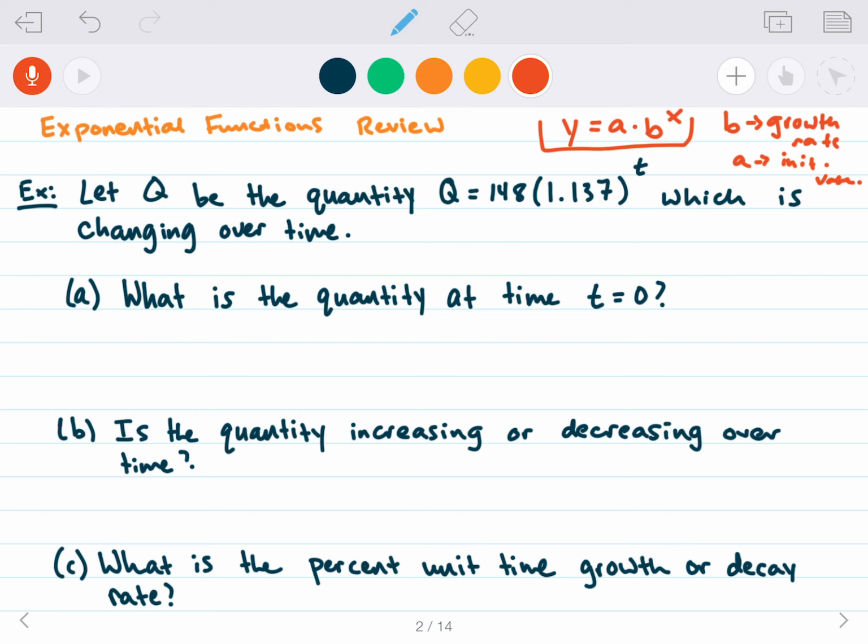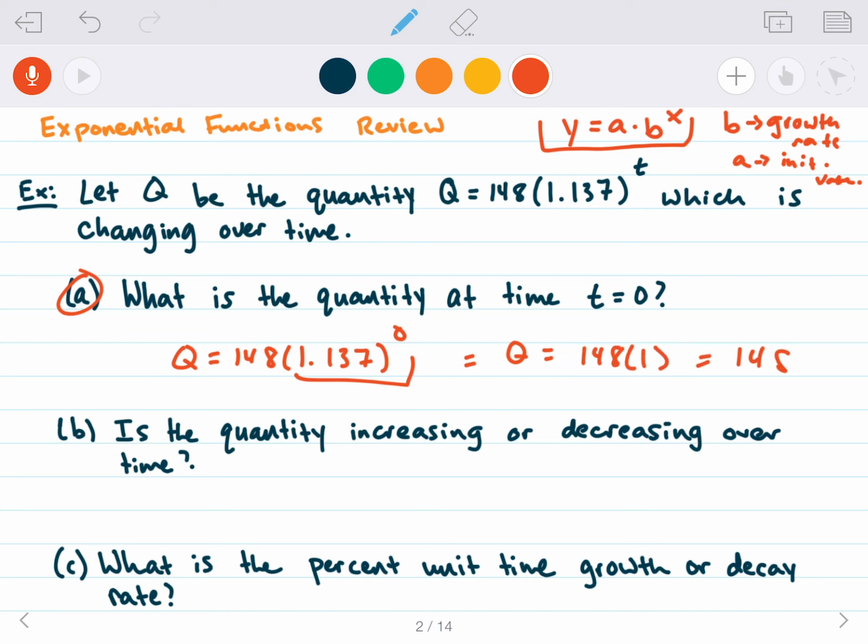Let Q be the quantity. Q equals 148 times 1.137 to the t, which is changing over time. And the first question is, what is the quantity at time t equals 0? Well, we can look at it as either what's the initial value, or we can actually plug in t into this function. Let's plug in t equals 0 into the function, and what we get is the following. Now anything to the 0 power is simply 1, so this just becomes Q equals 148 times 1, which is 148.